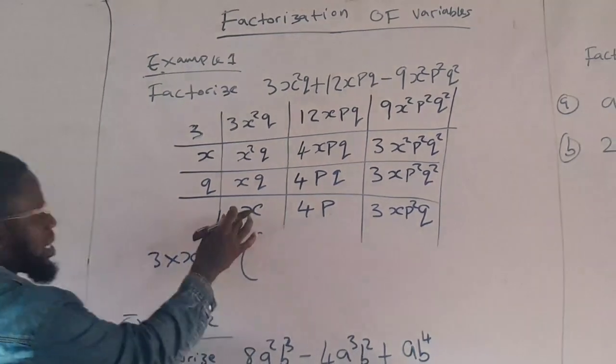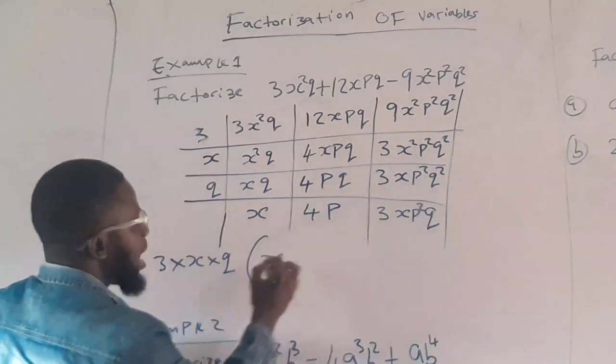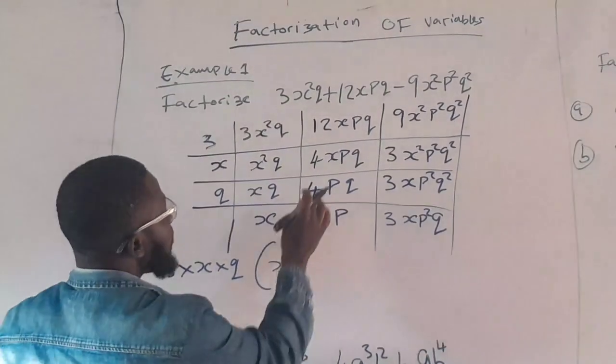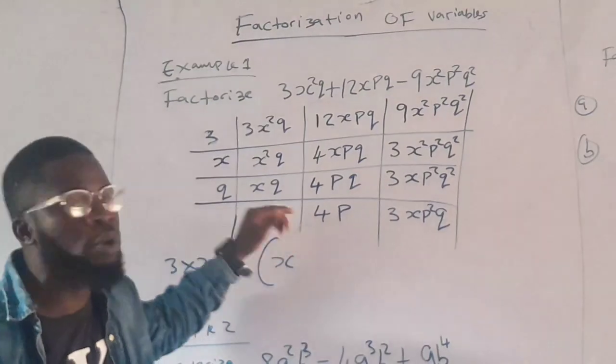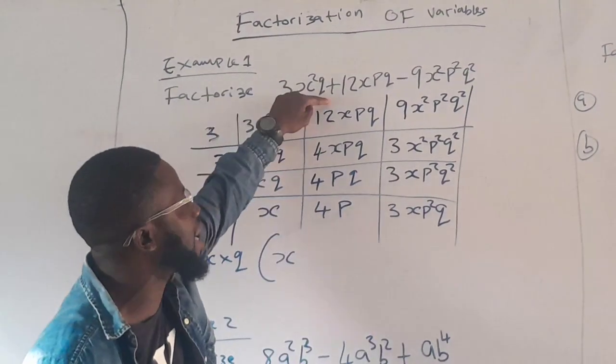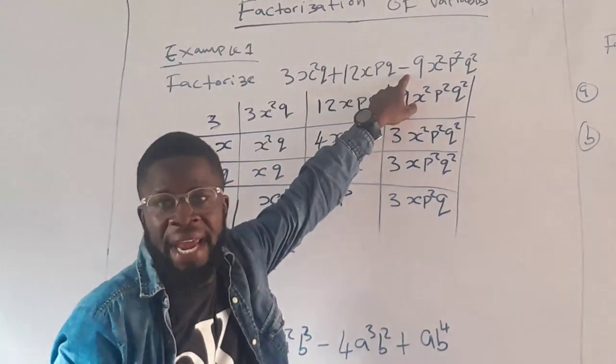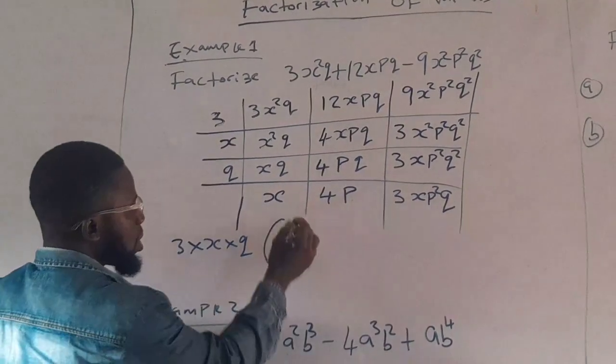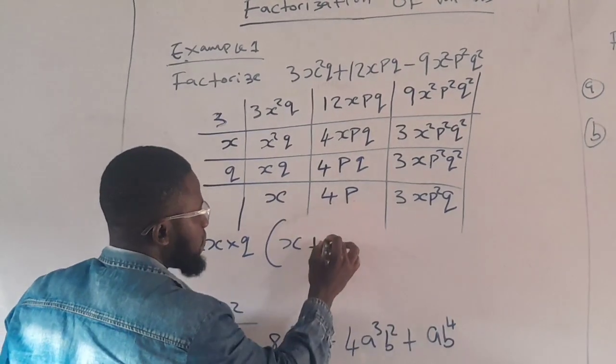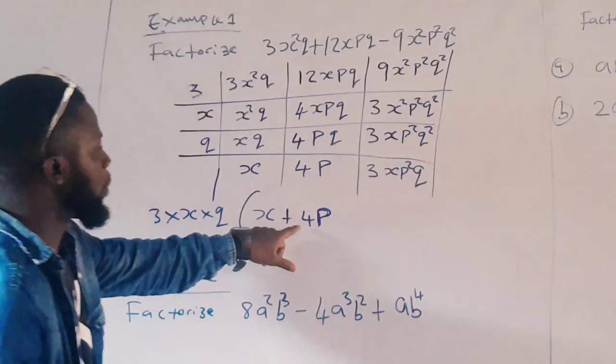Then you now have in brackets, what you have here is x. Then don't forget, this is a crucial part whereby you take it back with the sign, because in the sign we have plus here and we have minus here. So we now put the plus. That's plus. What do you have left? You have 4. So we have plus 4p.